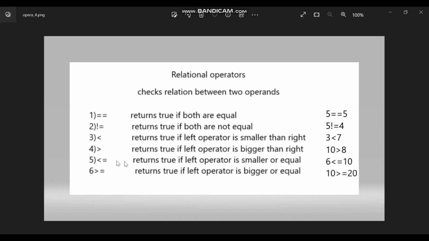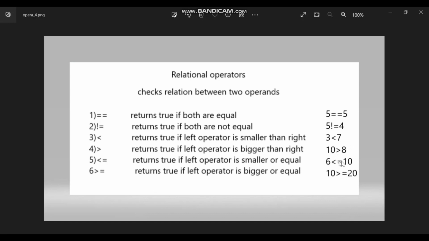Less than or equal to returns true if the left operand is smaller or equal, meaning the left operand should be smaller than or equal to the right operand. Here 6 is less than or equal to 10, meaning either 6 should be less than 10 or it should be equal to 10.